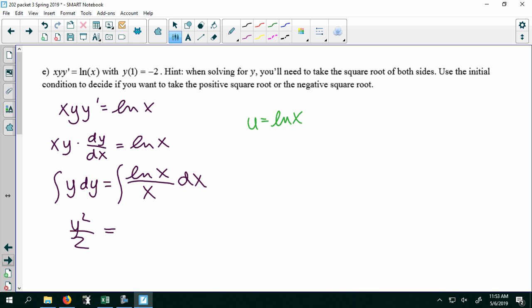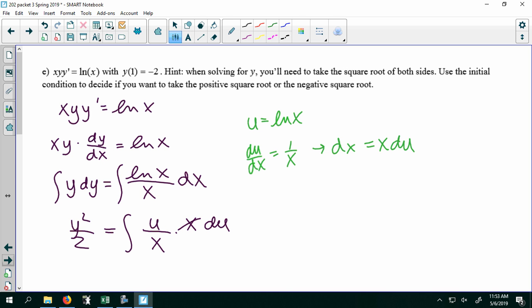So if we let u be ln x, then du dx is 1 over x, which means that dx is x times du. And then we're going to plug into the integral. This becomes the integral of u over x. Replace the ln x with a u, copy the x, and then dx is x times du, and the x's cancel.